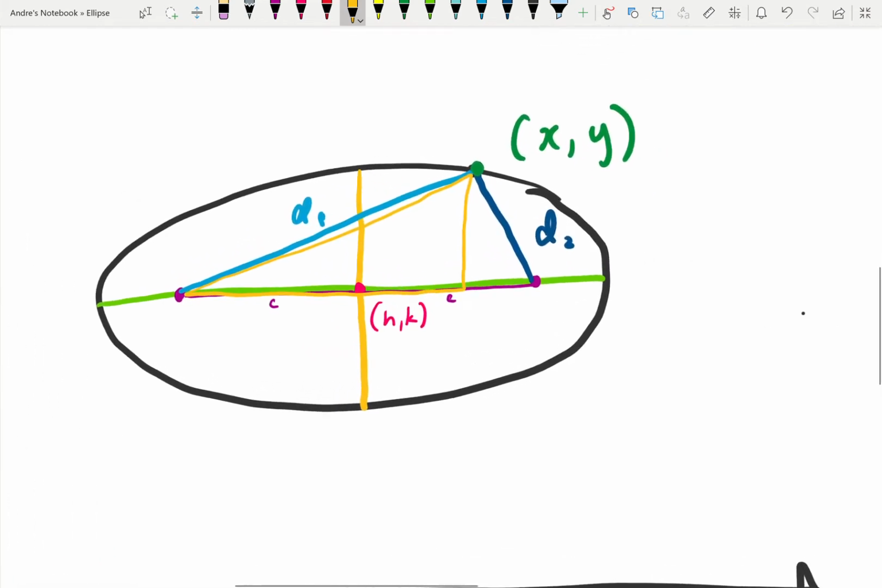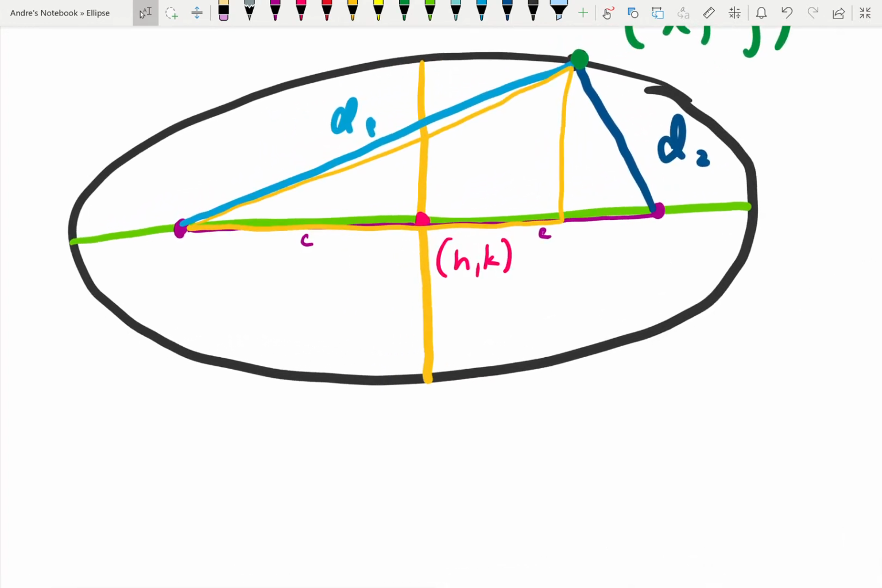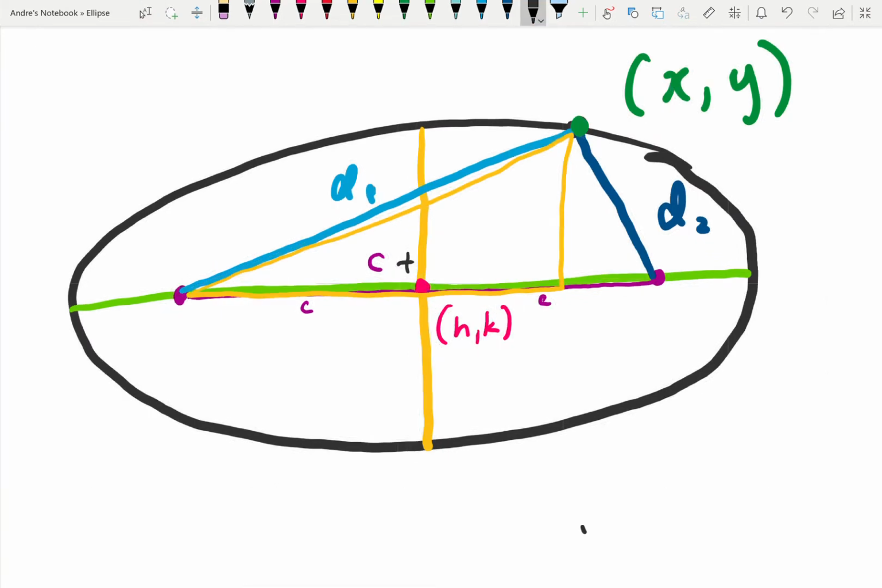So easily, the hypotenuse of that triangle is d1. The length of the horizontal side is going to be the sum of c, this piece right here, and this additional piece on the right hand side. So we could start by saying that side is c plus this remaining piece on the right side, which will be the same as x minus h. So the difference in those coordinates, x subtract h, let me put that in a bracket, so (x minus h).